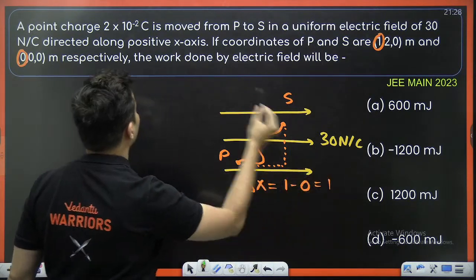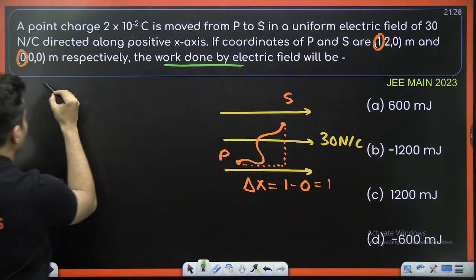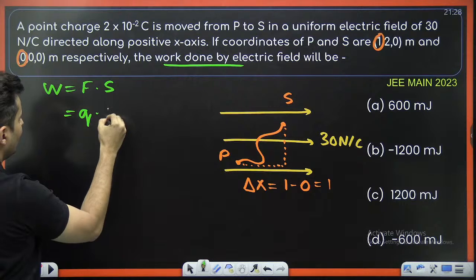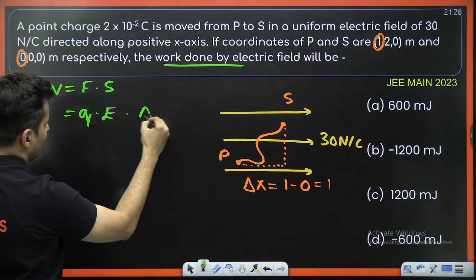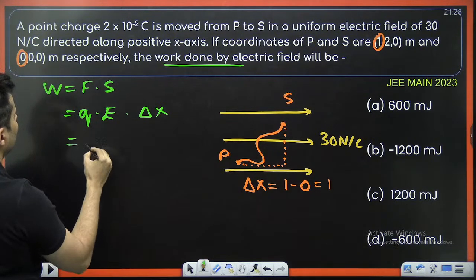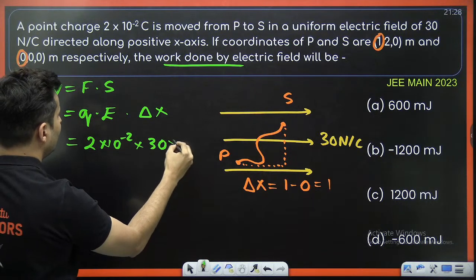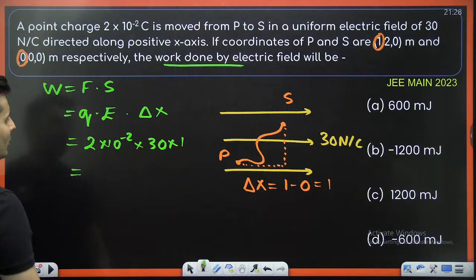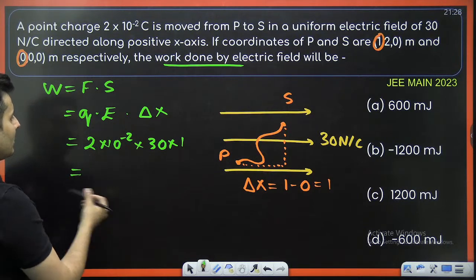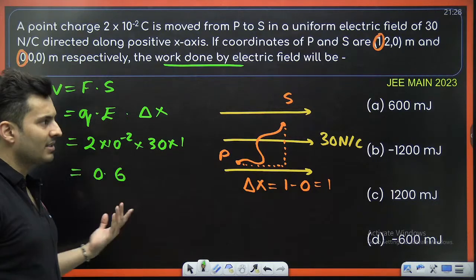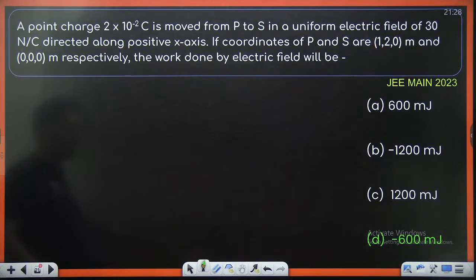We have to find the work done by the field, right? So work is force into displacement. Force is charge into field, into displacement, which is delta x. Charge is 2 into 10 to the power minus 2. Field is 30. Delta x is 1. So 2 into 30 is 60. 60 into 10 to the power minus 2 is 0.6. 0.6 or 600 millijoules. That's what you can put it as.